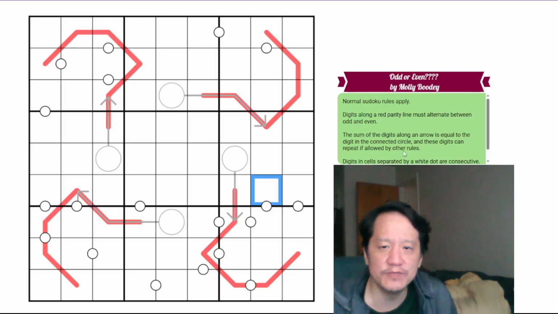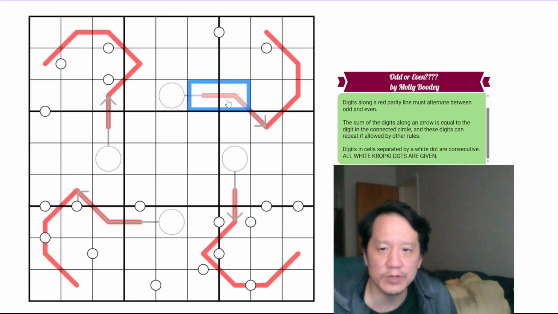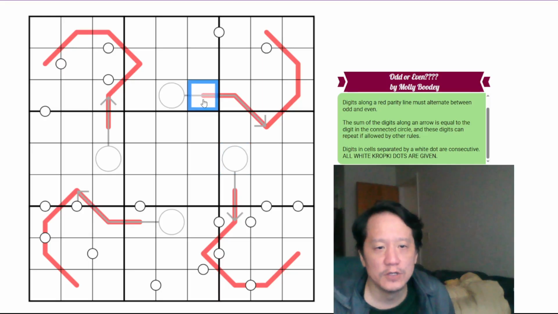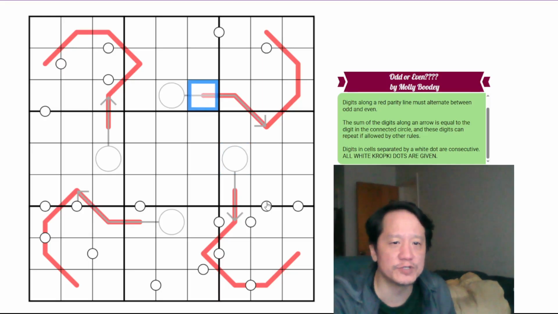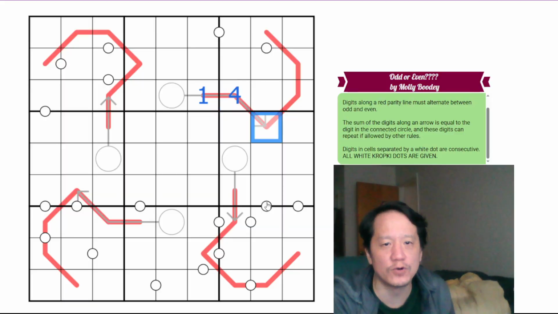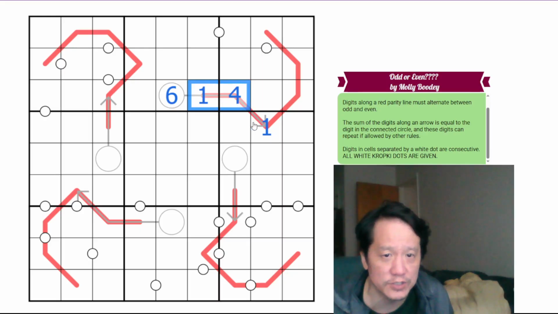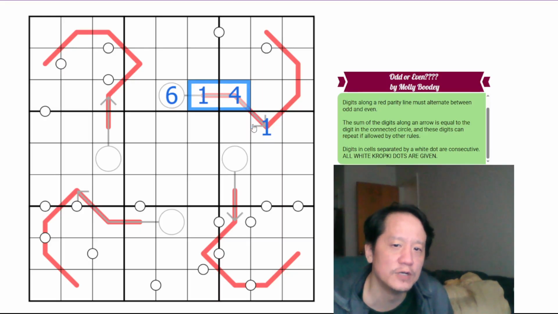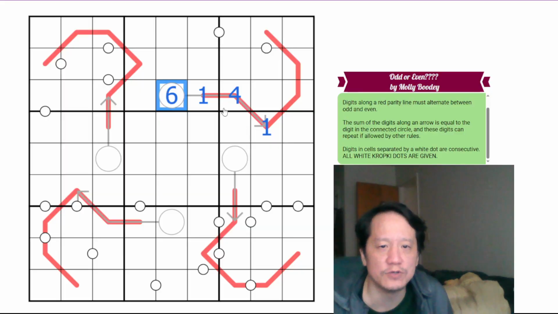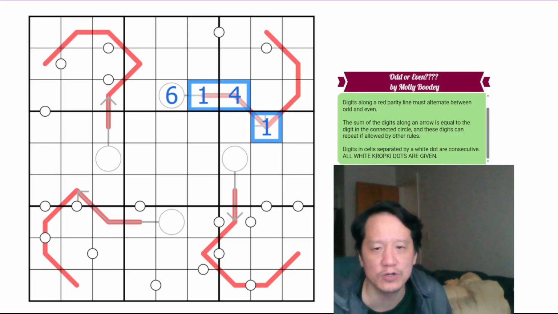The sum of digits along an arrow is equal to the digit in the connected circle, and these digits can repeat if allowed by other rules. So for example, if this were, say, 1, 4, and 1, this would have to be 6, because these 3 digits must add up to the digit in the circle. And 1 plus 4 plus 1 adds up to 6. And that's an example of how arrows work.